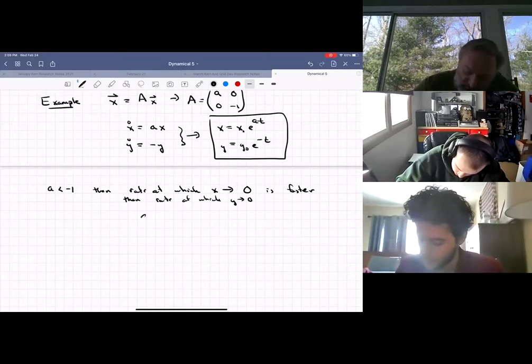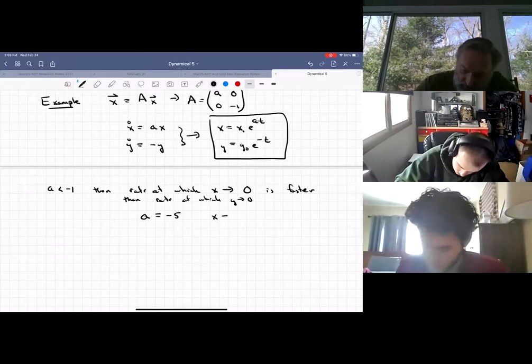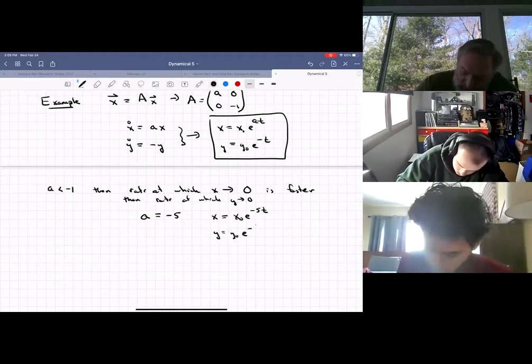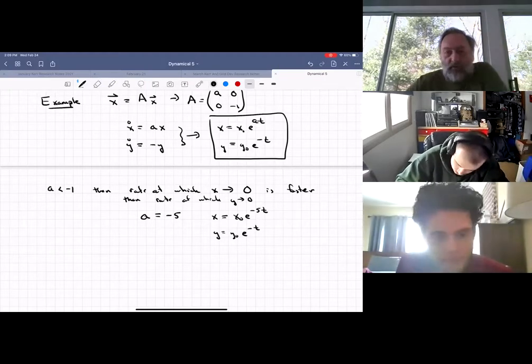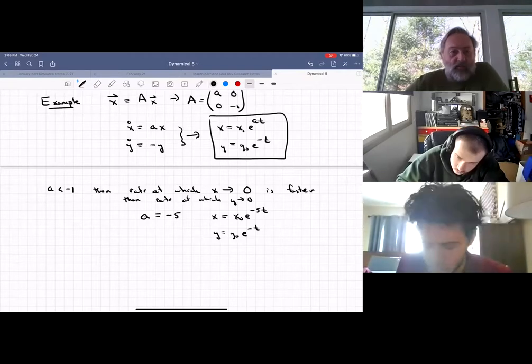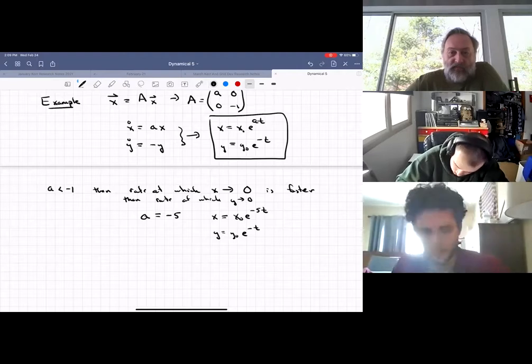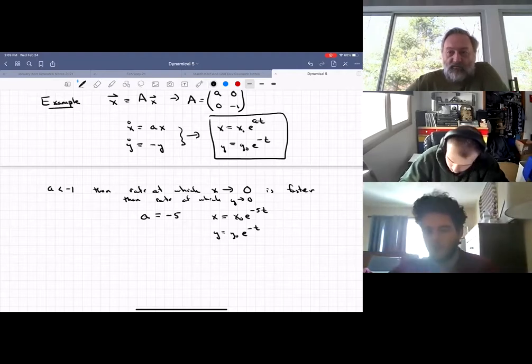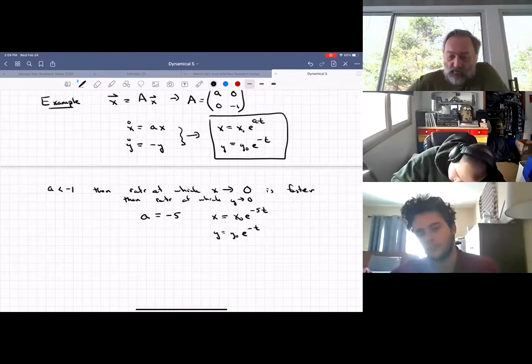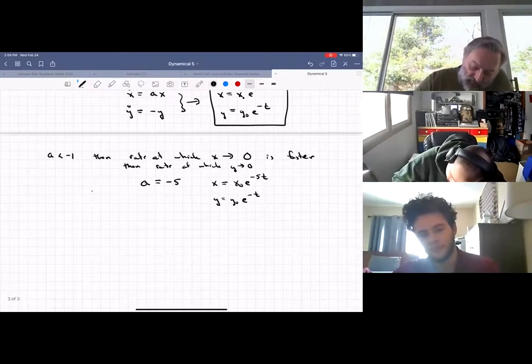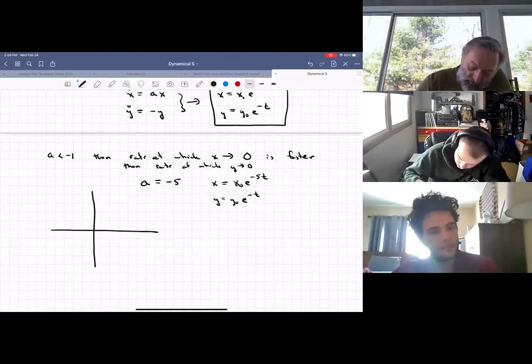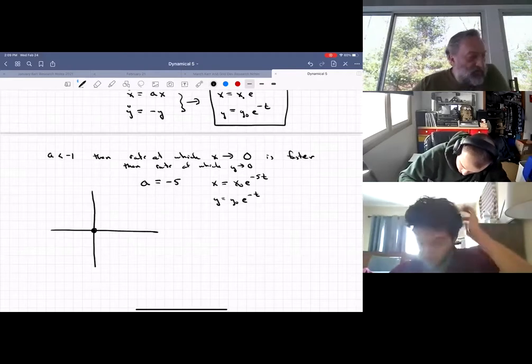So let me just pick a value. Let me suppose that A is -5. Then my equations are x is x0 e to the minus 5t, y is y0 e to the minus t. Okay, so if A is -5, that's a number smaller than -1, then the x values are going to go to 0 faster than the y values are going to go to 0. And so when I go to draw the phase portrait, the origin here is a fixed point.